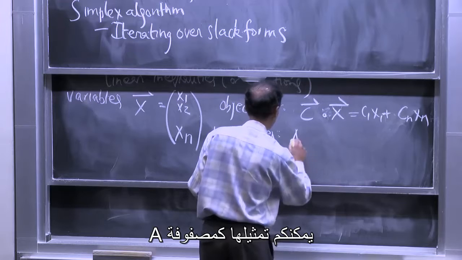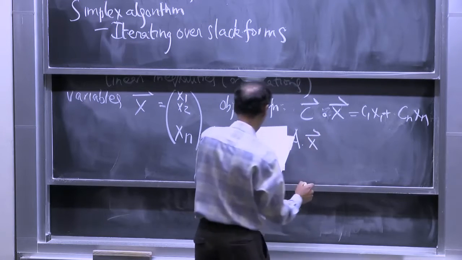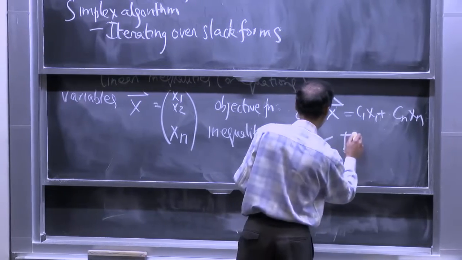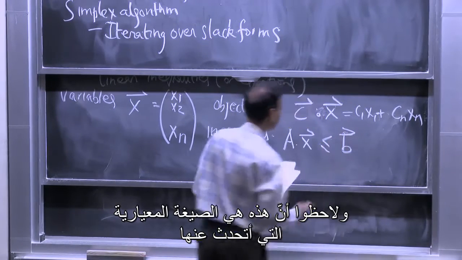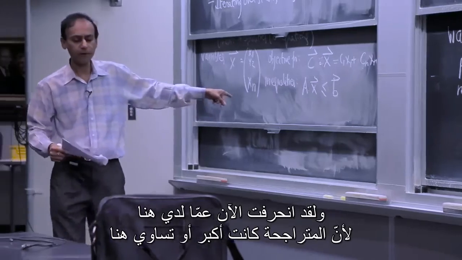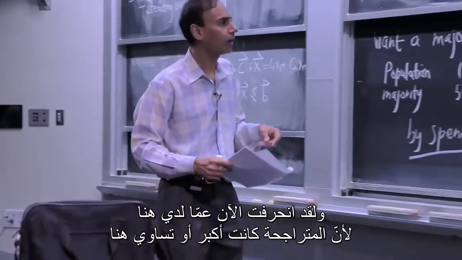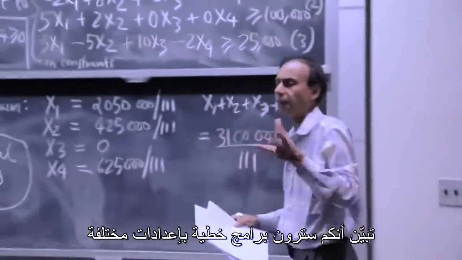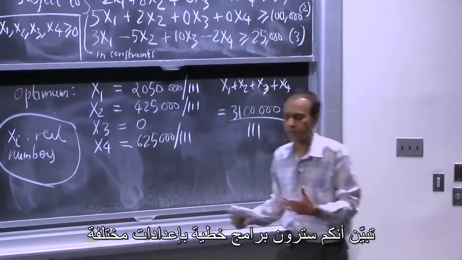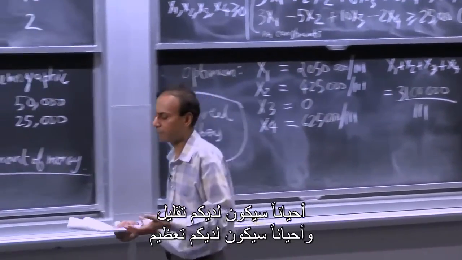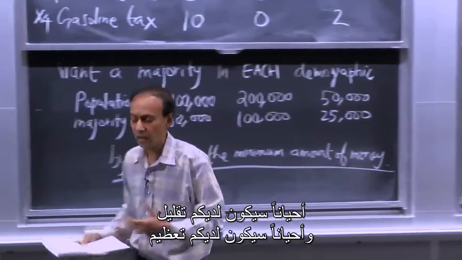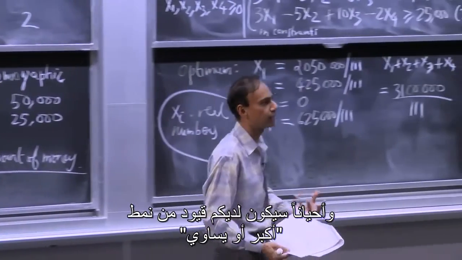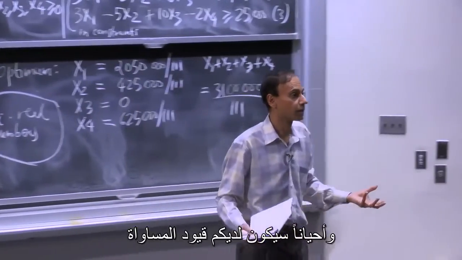You can represent them as a matrix A. So A times X less than or equal to B. And notice that this is the standard form that I'm talking about. Now I have diverged from what I had here because I had greater than or equal to over here. So it turns out you'll see linear programs in different settings. Sometimes you'll have minimization, sometimes maximization, sometimes less than or equal to constraints, sometimes greater than or equal to constraints, sometimes equality constraints.